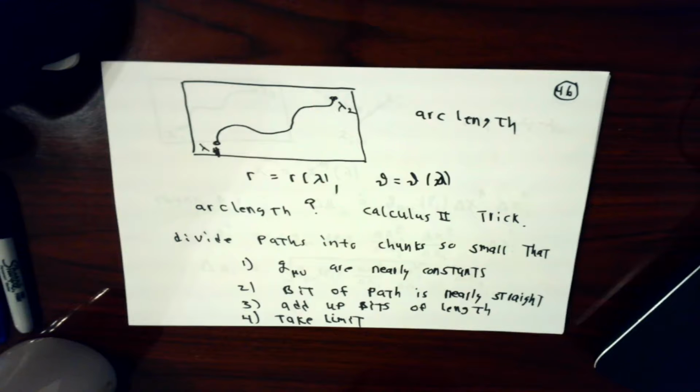We're going to use the same trick that we used back in second semester calculus. We're going to chop the path up into many small pieces. We're going to chop it up into such small pieces that I can more or less treat the components of the metric as though they were constants on each little bit. Each bit of the path is nearly straight. We're going to figure the lengths of each little bit. We're going to add them up. We're going to take the limit, turn it into an integral.